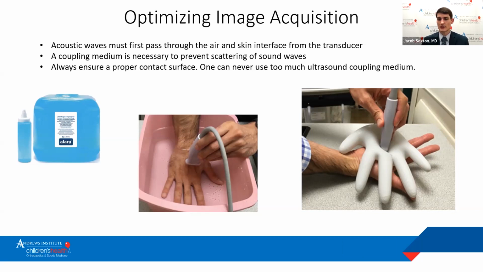So you use an acoustic medium such as gel, water bath, or that glove in the bottom right image to provide a medium for those sound waves to propagate and penetrate so they don't get lost into the environment. This also allows for more efficient contact with the skin surface while optimizing your image quality.